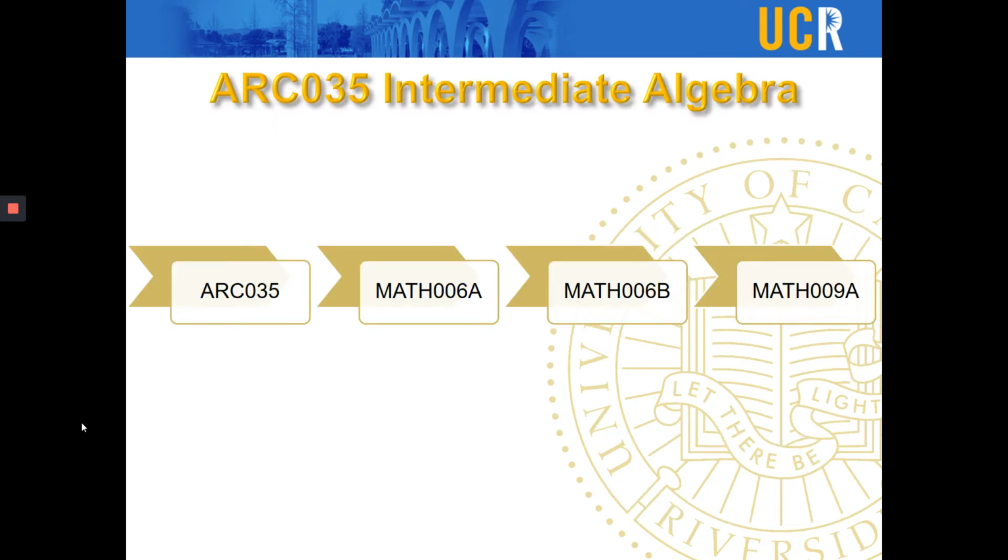With ARC 35 placement and successful completion, the student will then take Math 6A, then move into Math 6B. With successful completion of Math 6B, students will take Math 9A. Please be aware the passing standard for ARC 35 is 75% or higher.